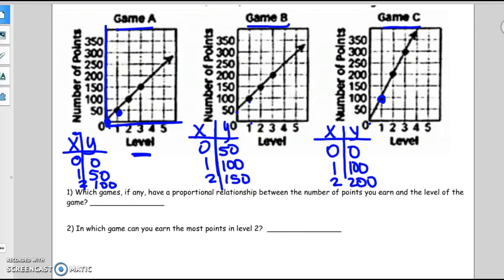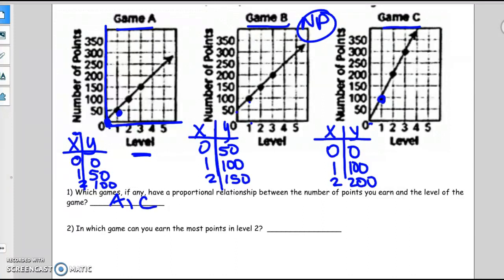Okay, so we have our tables for each one of these graphs, and it says which ones have a proportional relationship. Well, we could just look at the graphs and tell which ones are proportional, right? Which one is not proportional? Game B. Game B is not proportional because it does not go through 0, 0. The other two go through 0, 0 and seem to have a constant of proportionality. Okay? So games A and C have a proportional relationship.